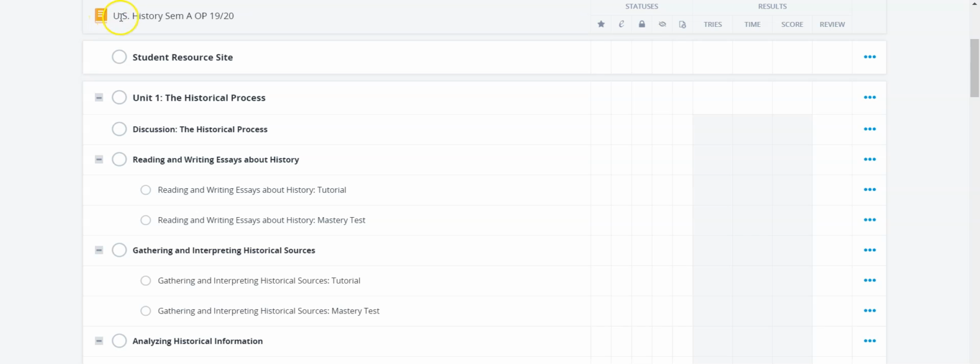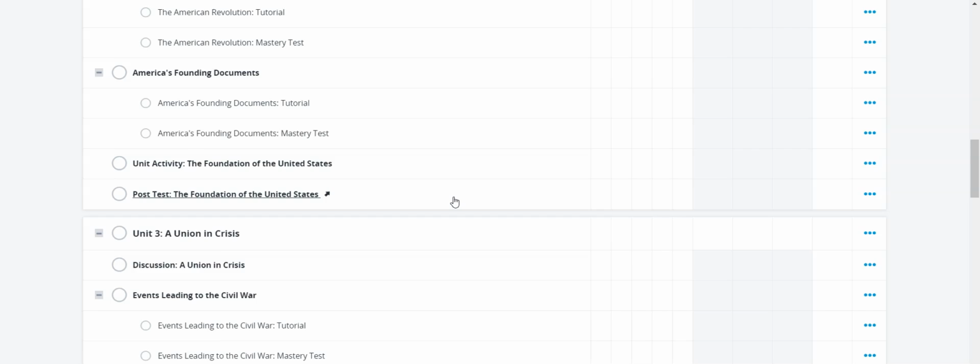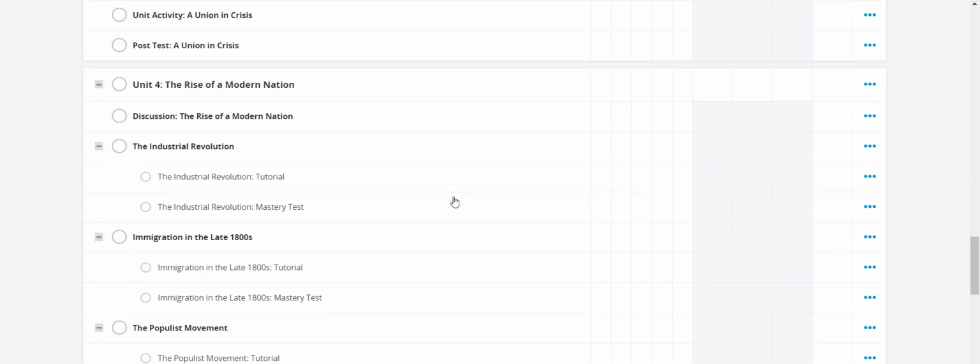Today we're looking at United States History Semester A, and we're working on Unit 4, which is the rise of a modern nation, and our main focus is on the immigration in the late 1800s tutorial.